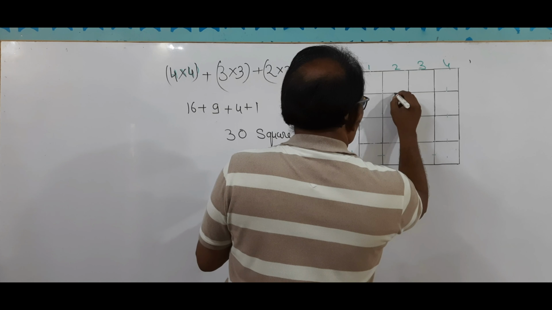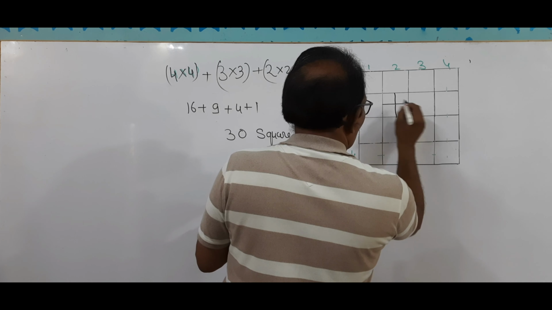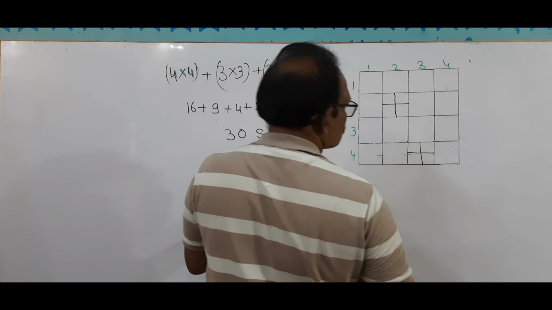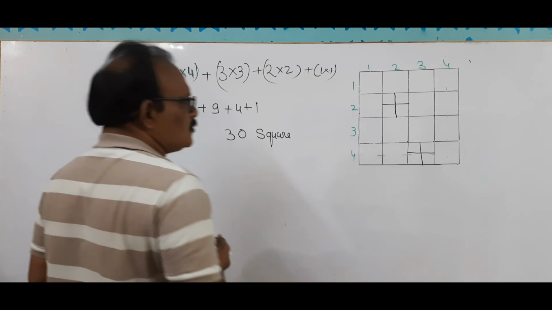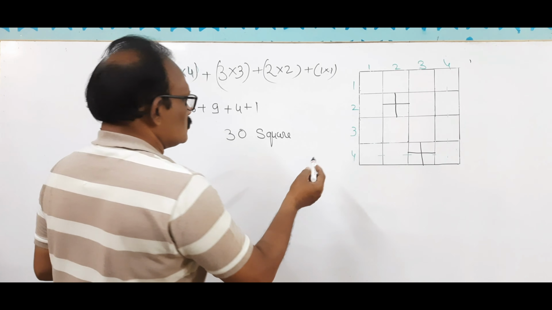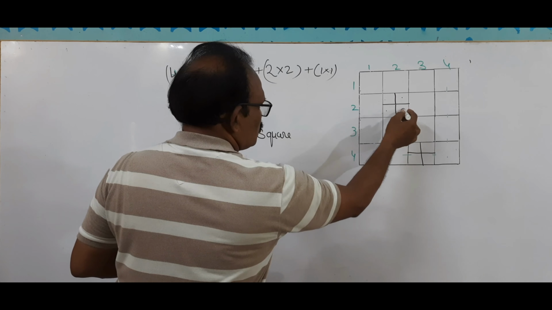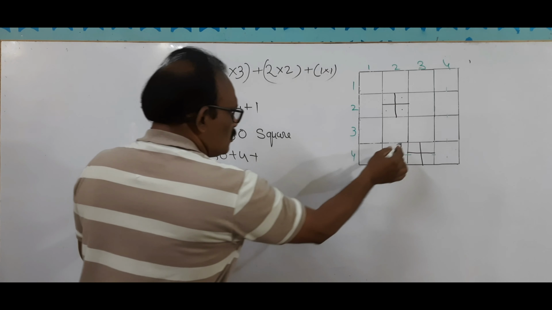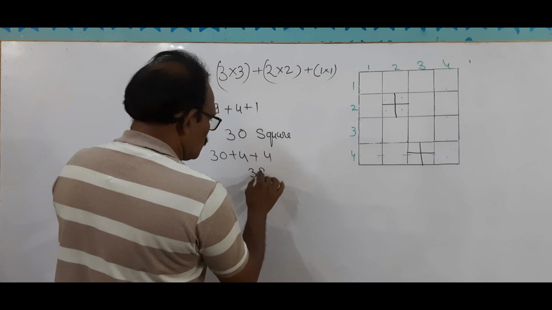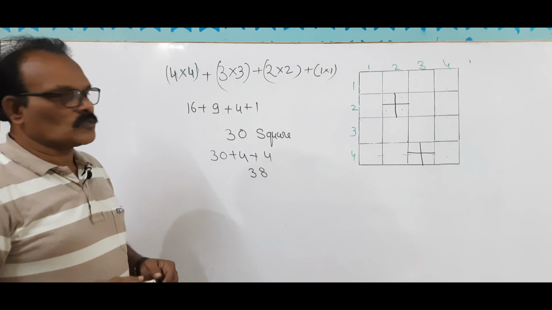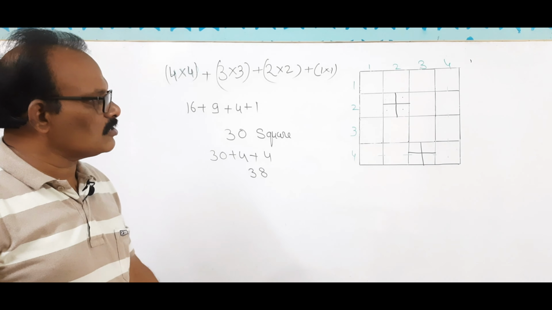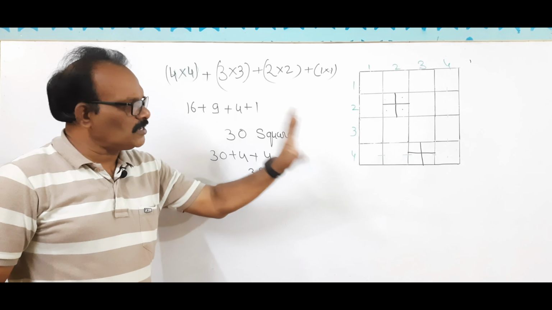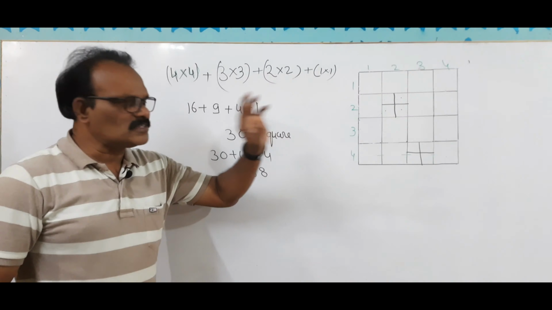What does deeper mean? Suppose we also add squares like this. Then what we will do is just count them: 1, 2, 3, 4. Already 30 is there, plus 4, and another 1, 2, 3, 4, plus 4. So in all we got 38 squares. This is a simple trick by which you can find all the squares, however big the figure may be, however many squares may be inside it.